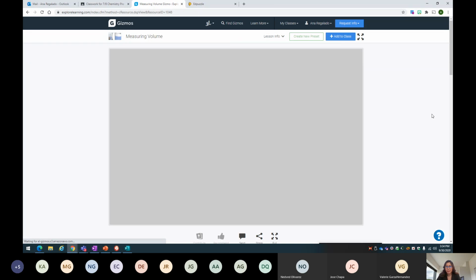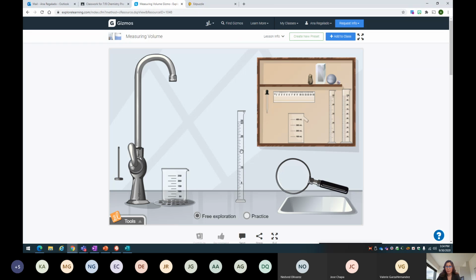And it looks like this. If you notice, you have different tools and you can actually move them from the cabinet back and forth. You can move the ruler, the pipette, you have a cube, you have a sphere, you have a marble, you have a rock, you have a magnifying glass. You can turn it on, turn it off. So there are different things that you can do here.